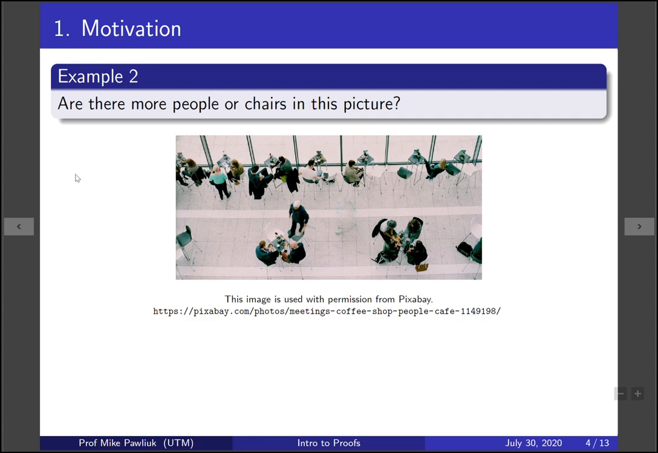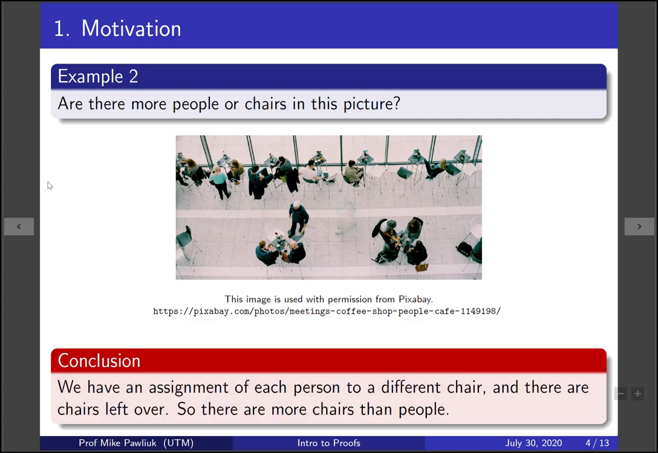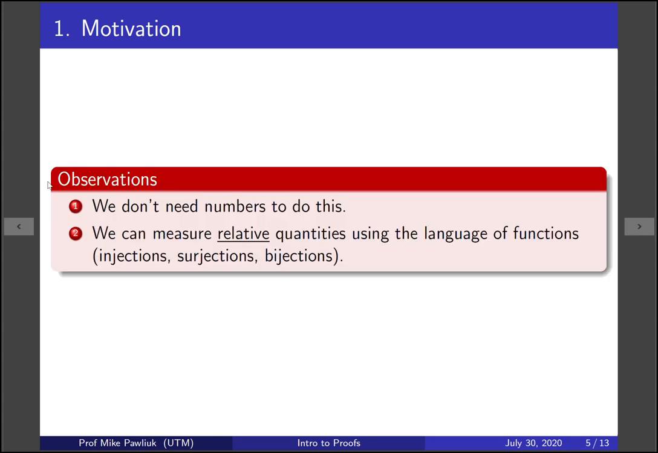And now in this one, we can see that every person has a chair associated with them. And this person is maybe standing next to their chair, but that's their chair. And what we see is that there are some chairs that are left over. This tells us that there are more chairs than people. Now, notably, we didn't have to count how many people there were and how many chairs and compare those numbers. So we're going to be able to do this without using numbers. So we don't need to use numbers. And we can use the language of functions, like injections, surjections, and bijections, to measure relative quantities. And that's going to be the goal of the cardinality section.